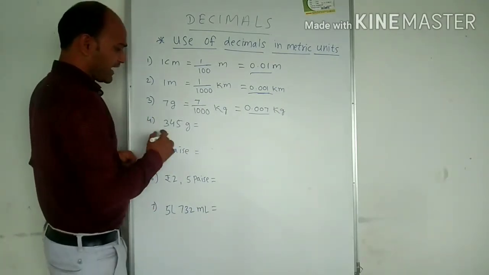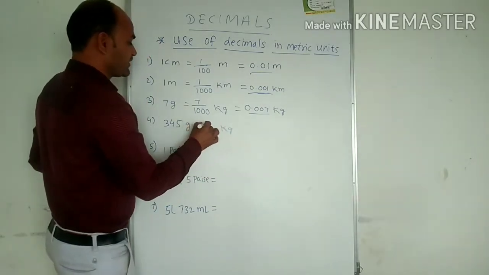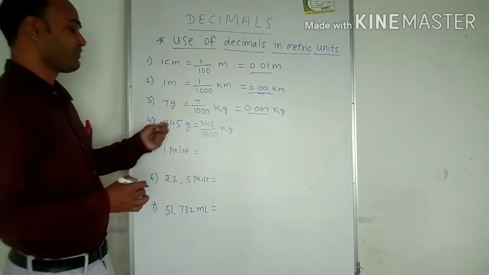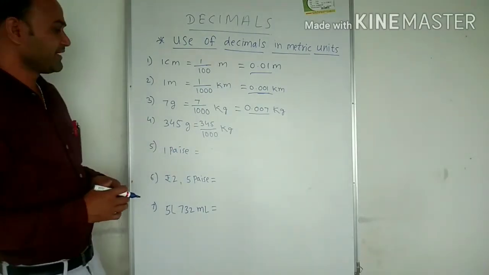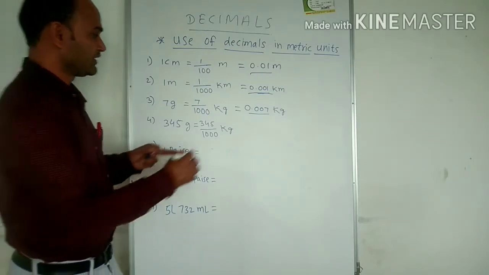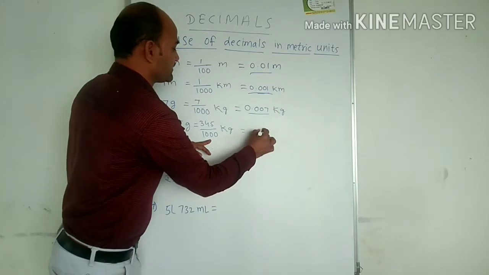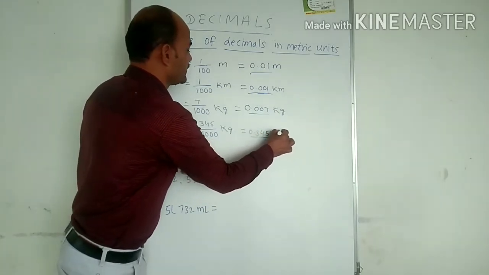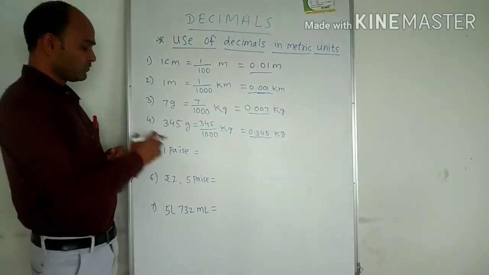In 345 grams, how many kilograms are there? It is 345 divided by 1000 kilogram. Why do we divide by 1000? Because 1 kilogram is equal to 1000 grams. So 345 divided by 1000, after 3 digits we put the point, and it becomes 0.345 kilogram.